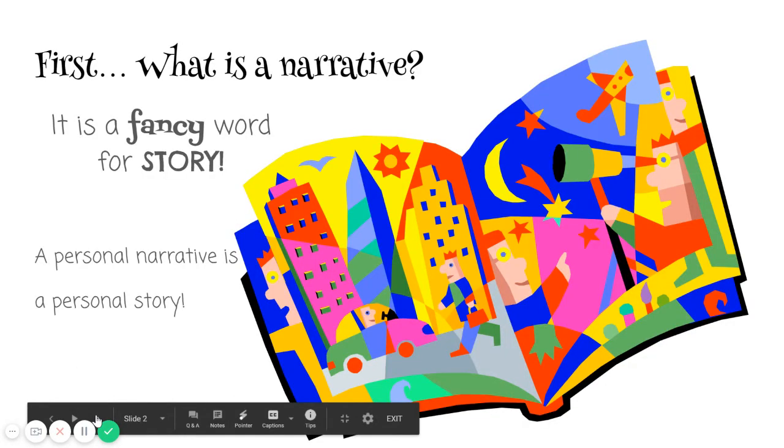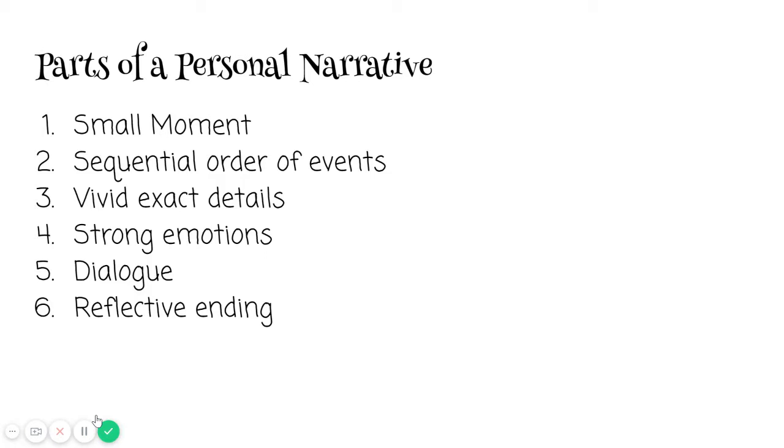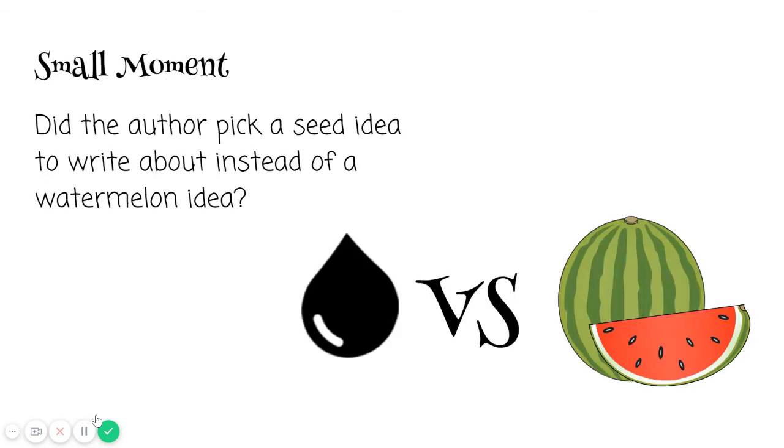So first off, what is a narrative? A narrative is a fancy word for a story. A personal narrative is a personal story. There are 6 parts to a personal narrative. First, most personal narratives are a small moment in time. 2, the sequential order of events. 3, vivid exact details. 4, strong emotions. And 5, dialogue. And 6, and most importantly, a reflective ending.